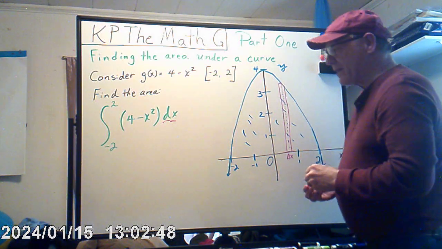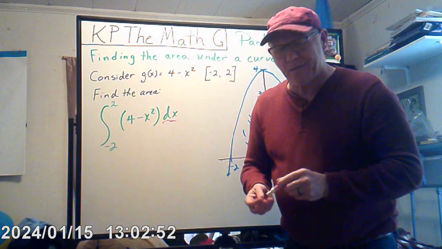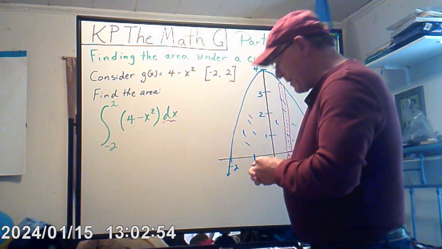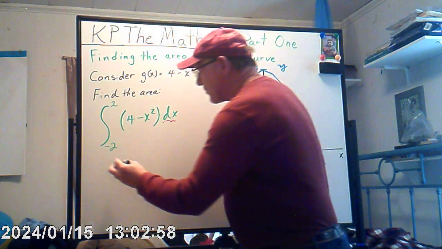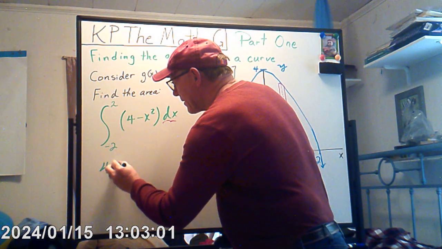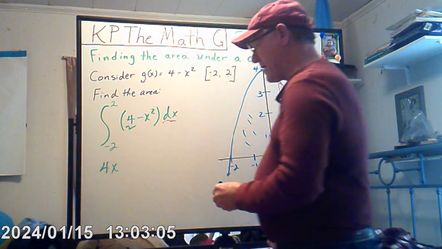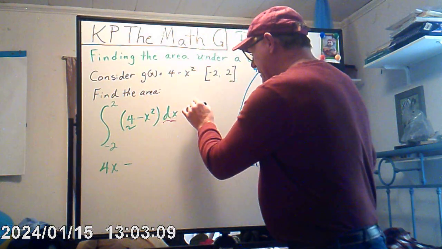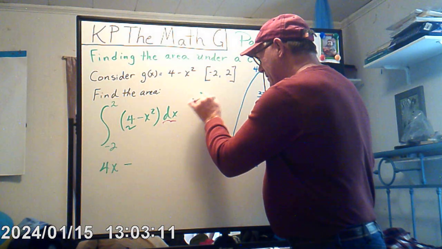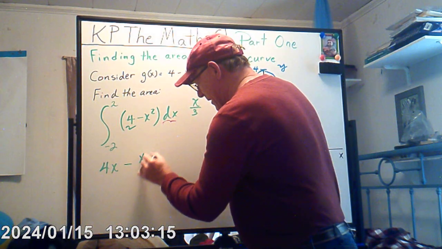Well, let's go ahead and integrate this. We know how to take the antiderivative of this, don't we? That's going to be equal to 4x minus, and now increase the exponent by 1 and divide by that same exponent, so x cubed over 3.